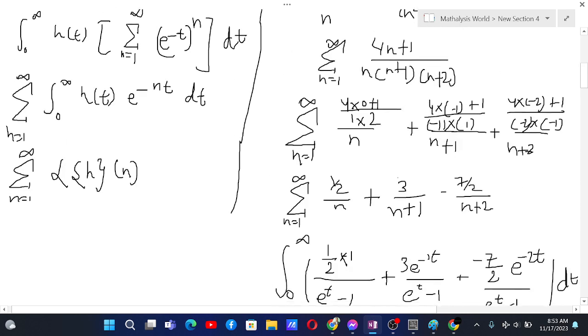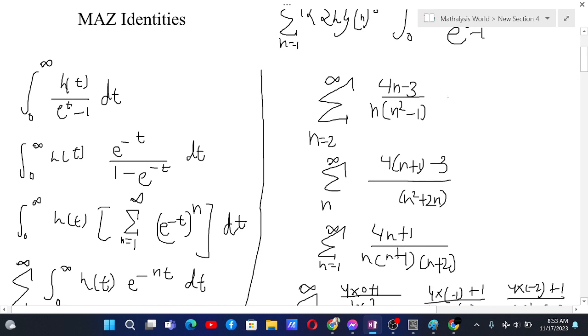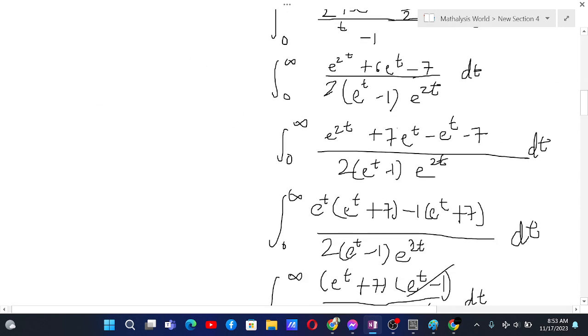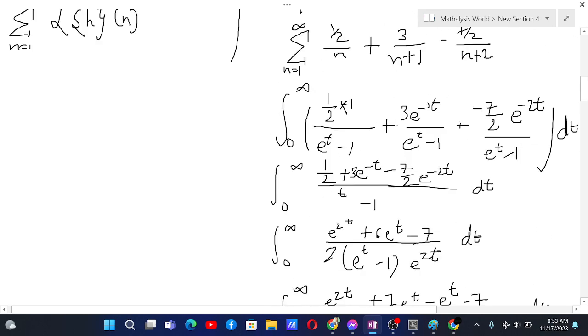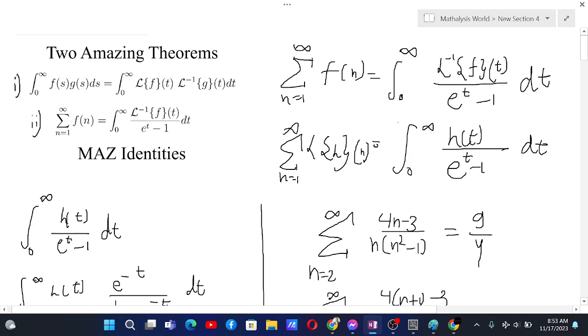We solved this summation using integrals and the answer is 9 by 4. With just the summation identities, it would have been a lot tougher, but the integral really helped us since we have been quite equipped with integrals and how to deal with them. And yeah, so that's the power of these identities. Both of them are extremely powerful for solving problems, though their proofs are really simple, but their power is really amazing. I hope you enjoyed the identities.